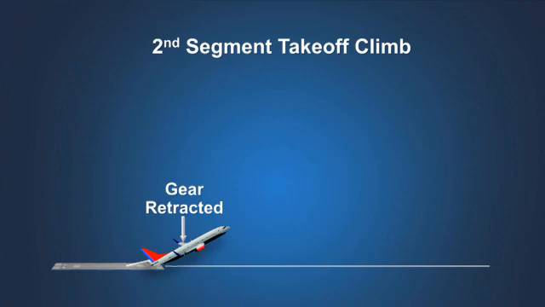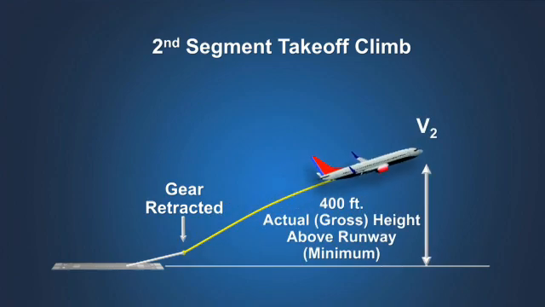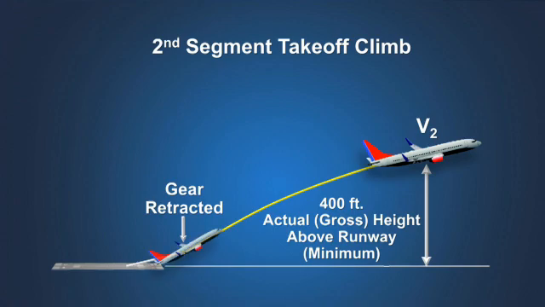The second segment must continue to a minimum height of 400 feet above the runway surface. No changes are allowed to the airplane's configuration or thrust while maintaining a speed not less than V2. The climb gradient during the second segment will gradually diminish due to thrust decrease resulting from increasing true airspeed and reduced air density as the airplane gains height. Therefore, the climb gradient capability will be greatest at the beginning of the second segment.